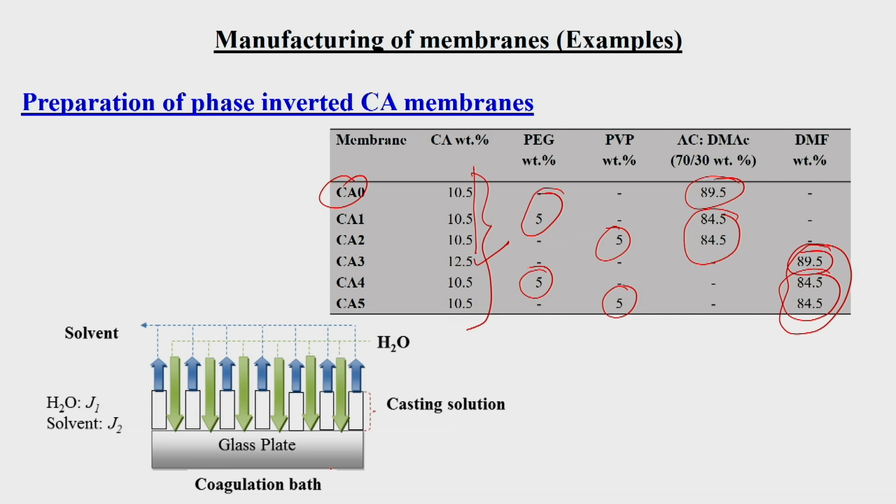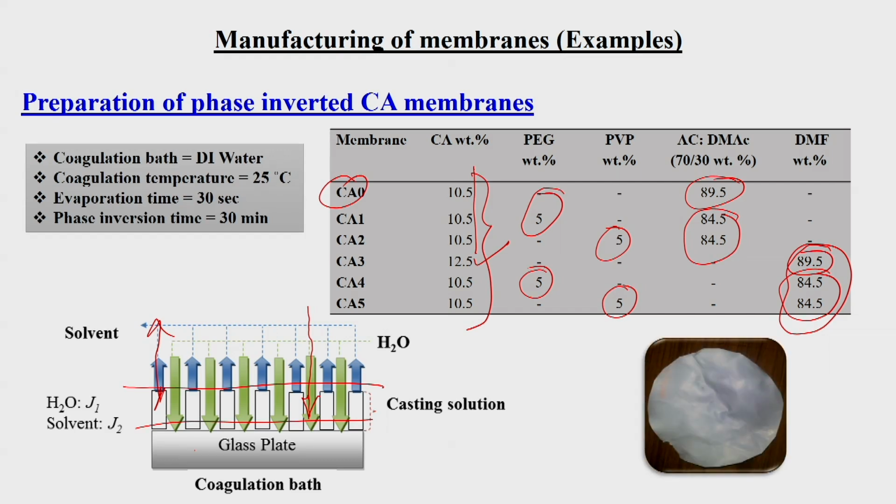Then what is happening inside this coagulation bath? Suppose this is the membrane and the solvent is inside it. The solvent will be coming out into the water and water will be entering into the membrane. Due to this exchange of the solvent and co-solvent, pores are formed. Okay. So, the coagulation bath is deionized water, the coagulation temperature is maintained at 25 degrees Celsius, the evaporation time is only 30 seconds, and the phase inversion time is 30 minutes.